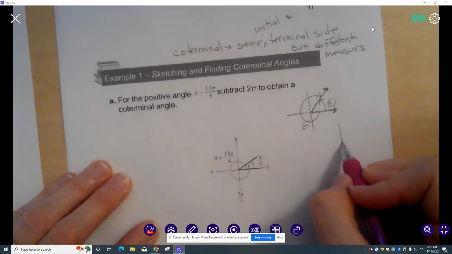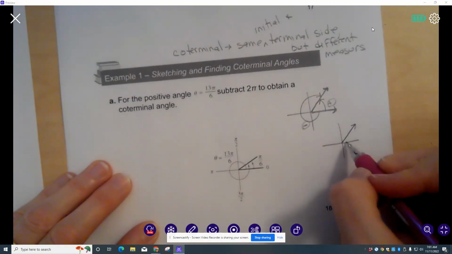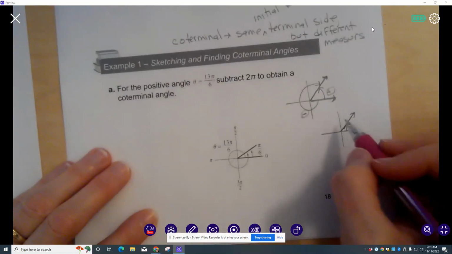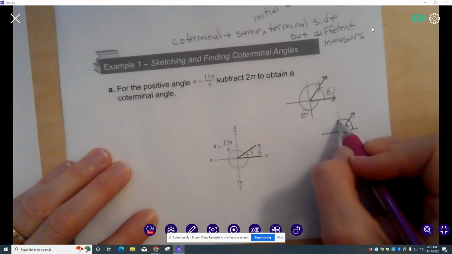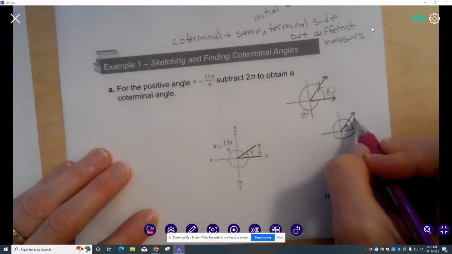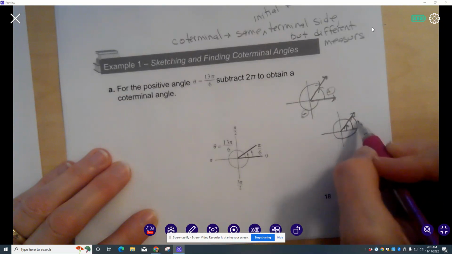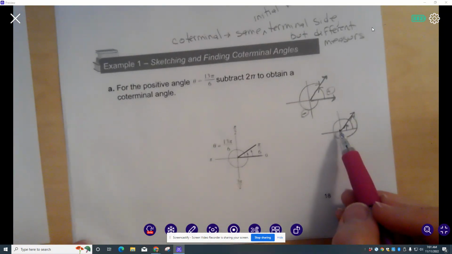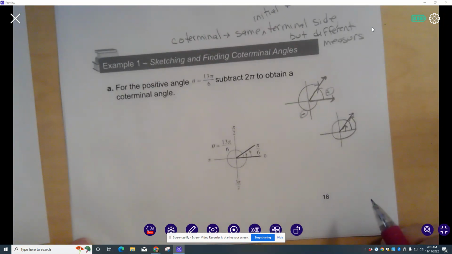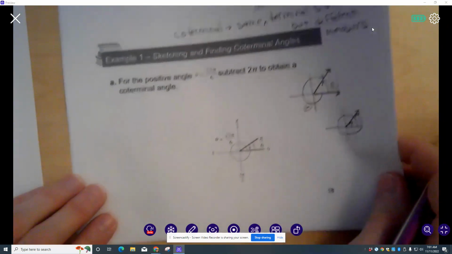It could be two positive angles. So this could be my first positive angle. And then if I start here and I go all the way around and then back to that same terminal side, these are two different positive angles with the same initial and terminal side. So they don't necessarily have to be one negative and one positive.